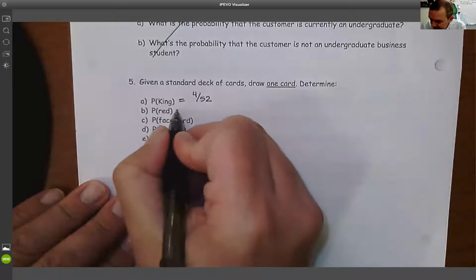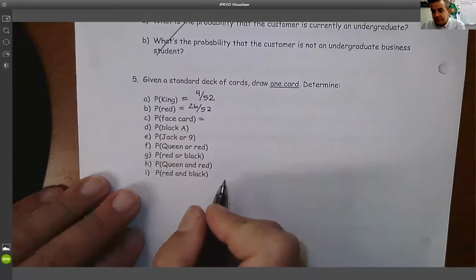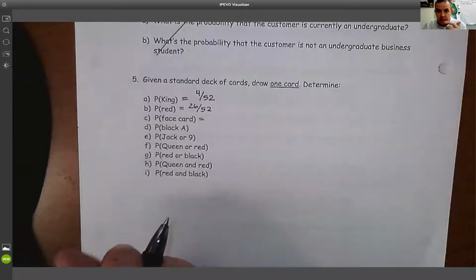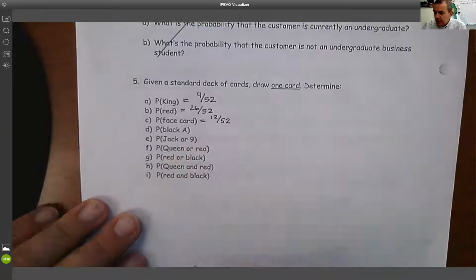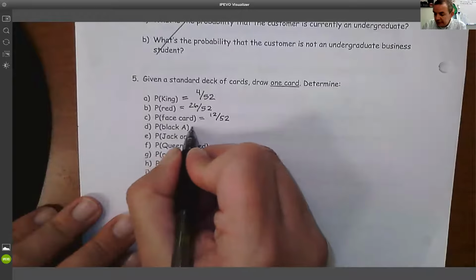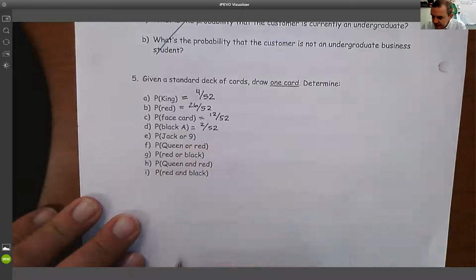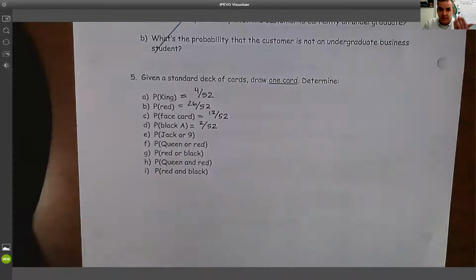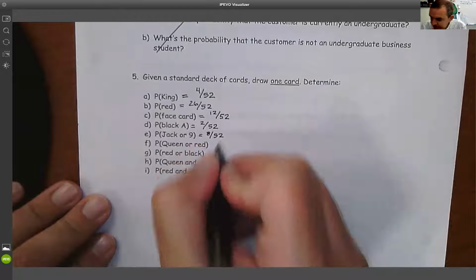Red cards, half the deck is red, 26 out of 52. Face cards, Jack, Queen, King. Those are the face cards. There's 3 of them. There are 4 suits. 3 times 4, 12 out of 52. A black ace. Well, that would be the ace of spades or the ace of clubs. That would be 2 out of 52. Jack or 9. Okay, it's mutually exclusive. You can't be a jack and a 9 at the same time. So there are 4 jacks, there are 4 9s. 4 plus 4 tells me that that's 8 out of 52.